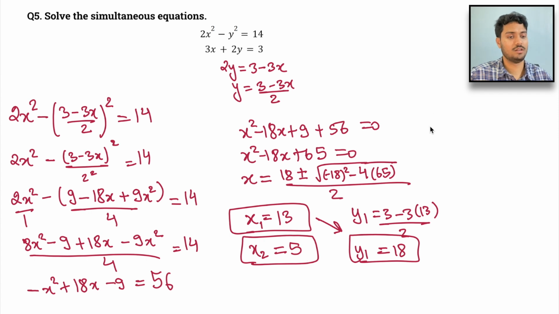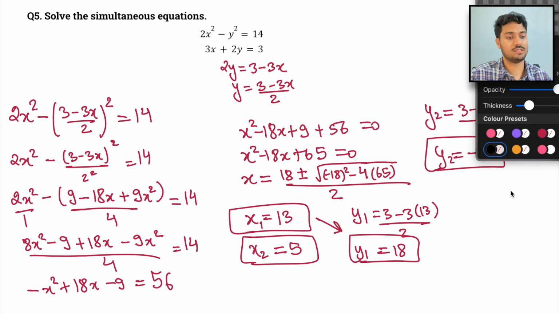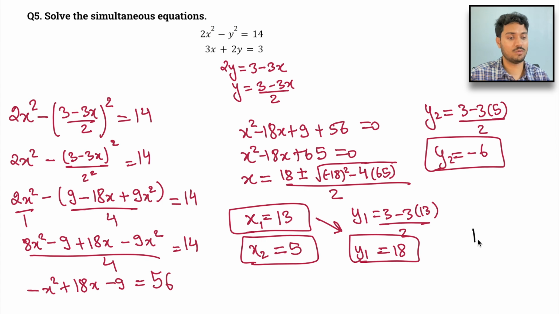So let's check. y2 will be 3 minus 3 times 5, divided by 2. So this is going to be 3 minus 15, which is minus 12. Minus 12 divided by 2 is going to be minus 6. So y2 is minus 6. If we have to write down the answer in terms of coordinates, then x1 and y1 is going to be 13, minus 18, and x2 is going to be 5, and y2 is going to be minus 6, and that's the answer.